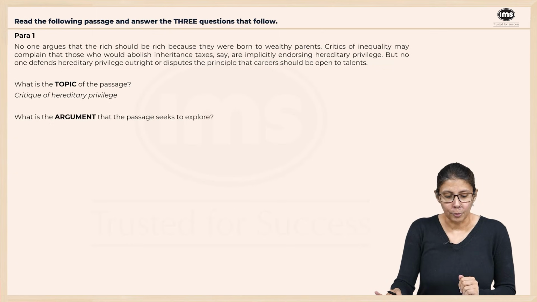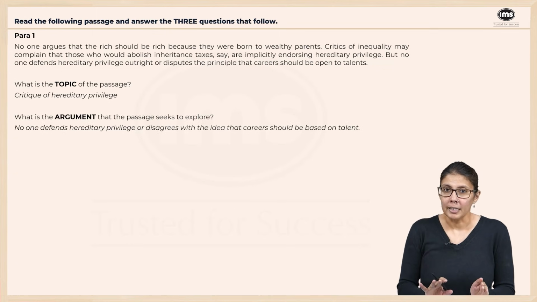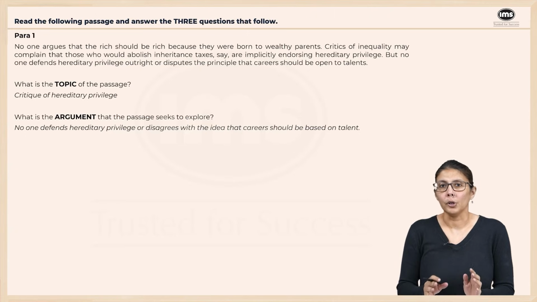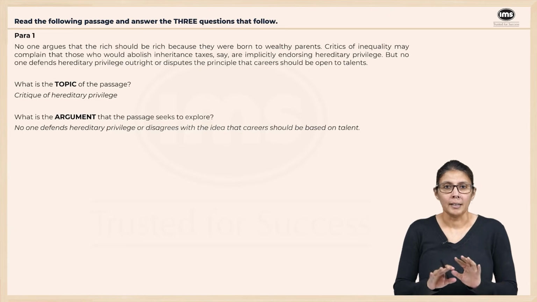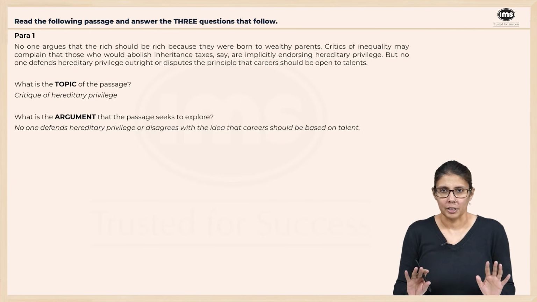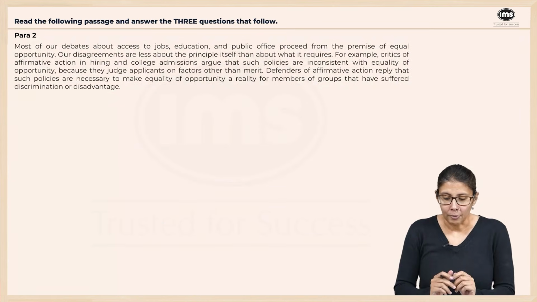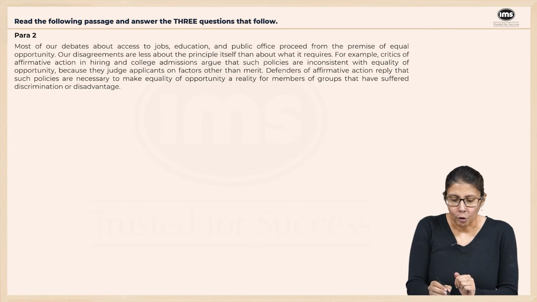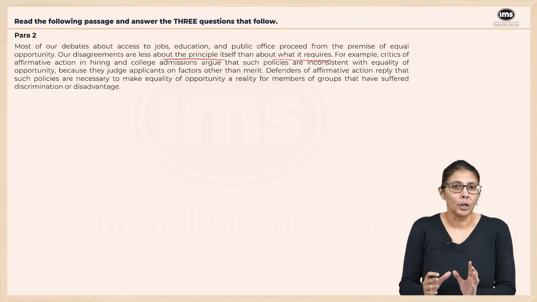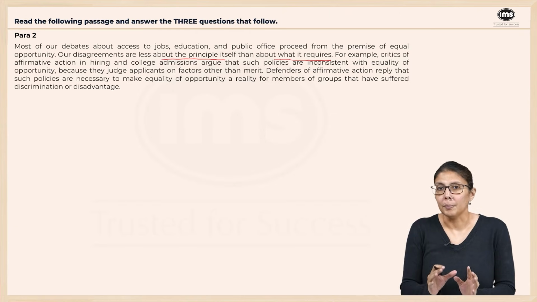Overall, the argument is that no one defends hereditary privilege and most people believe that careers should be based on talent or merit. So we are establishing a general background that people are in favor of meritocracy on the whole. In this paragraph, we are talking about equality of opportunity and we are saying that on the whole, we agree on the principle itself, but we do not agree on what it requires. Then we talk about how people have different viewpoints on affirmative action.